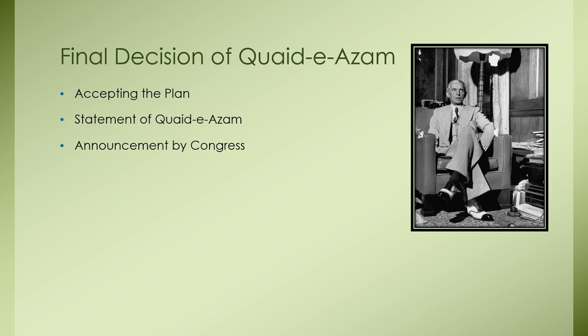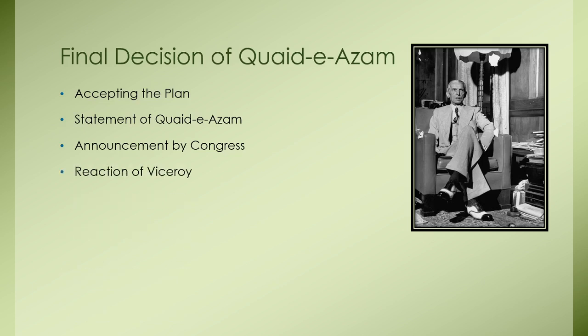Now we see that after this announcement, Congress was not pleased with Qaid's statement. They announced that they will accept half of the plan. They rejected second proposal, that is grouping of provinces, which was definitely in favor of Muslims.